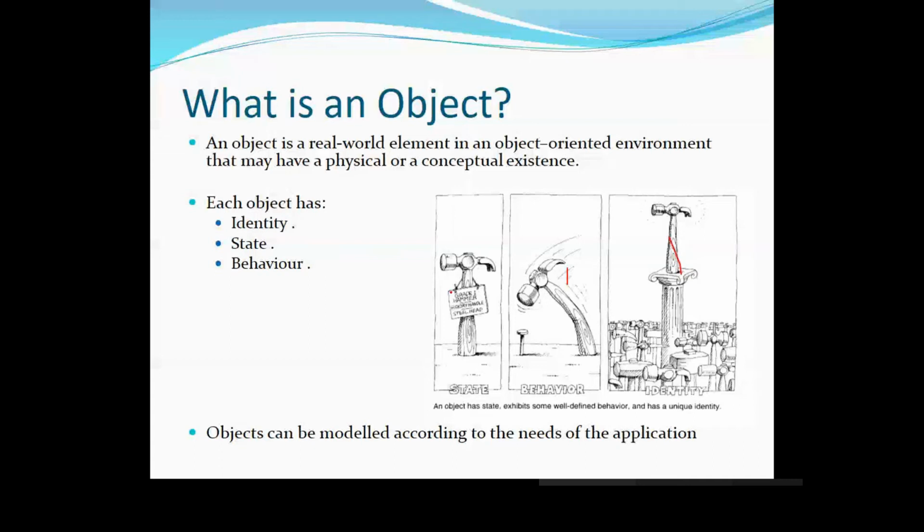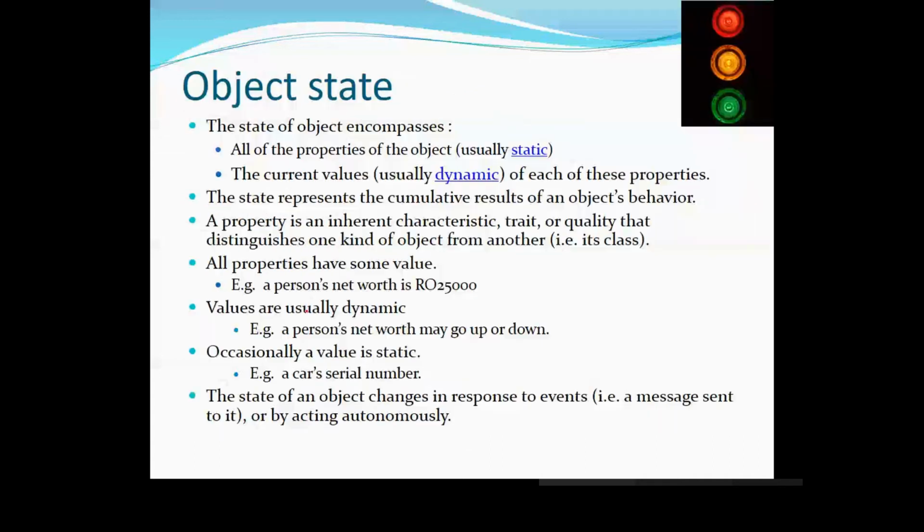Okay, let's talk about each one separately. Now the object state, we say it is the state of the object. We took an example. For example, the student currently is having a class, so the state of the object is having class. Similar to the traffic light, either red or green or blue. Basically, it is the situation that the object is currently in.